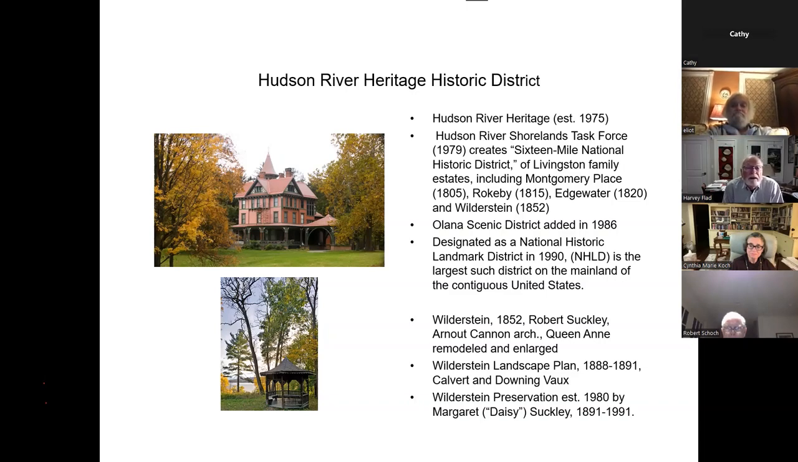The photo on your left is of Wilderstein, which not only is, as it says on the bottom, 1852 by the architect Arnout Cannon from Poughkeepsie, but the landscape plan was done by Calvert Vaux and his son, Downing Vaux. It is now also a nonprofit of its own, Wilderstein Preservation, and part of this from the wonderful Daisy Suckley, who was indeed a wonderful, warm person. Next, please.